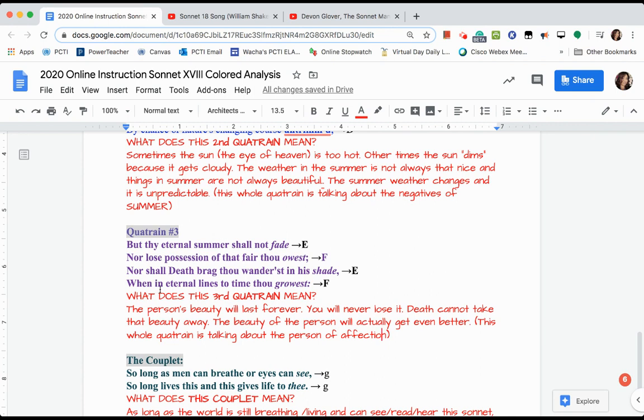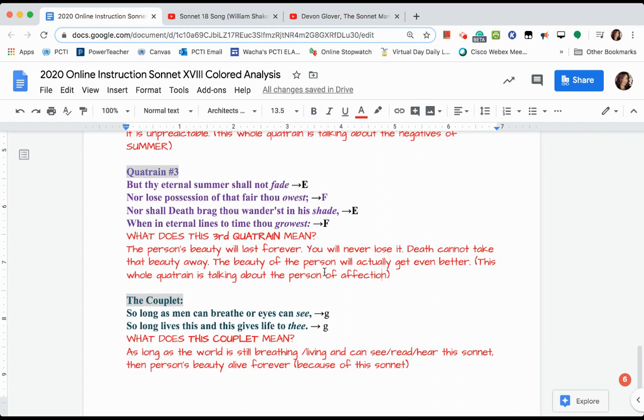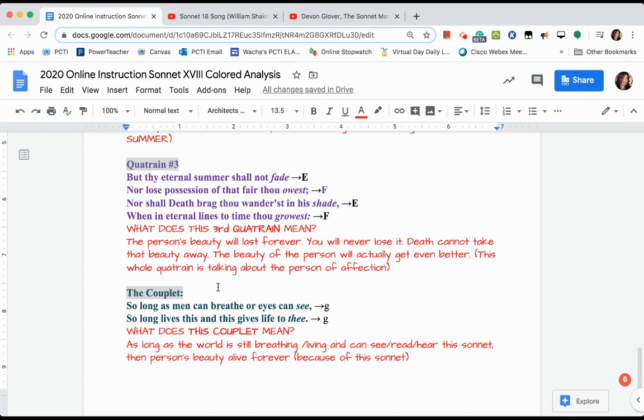And then it says, when in eternal lines to time thou growest. So even as time goes on, your beauty actually gets better. You get even better. All right. So all of these are very positive things. Check out the EF, fade, shade, owest, growest. Okay. That's the things that rhyme. And then the last two is the couplet.